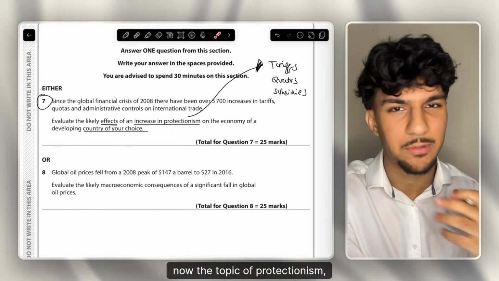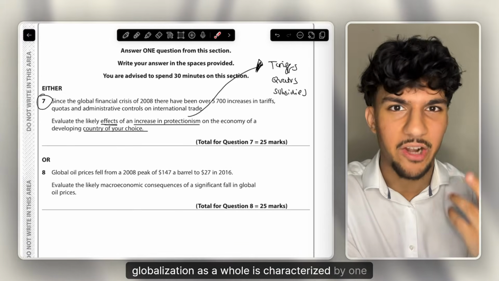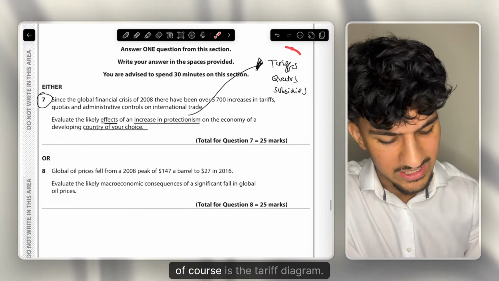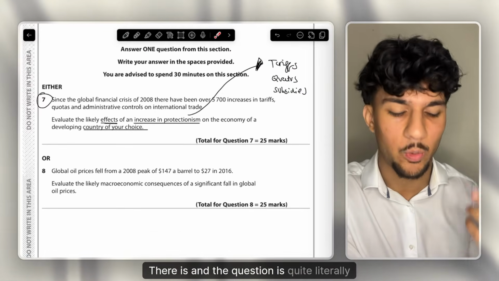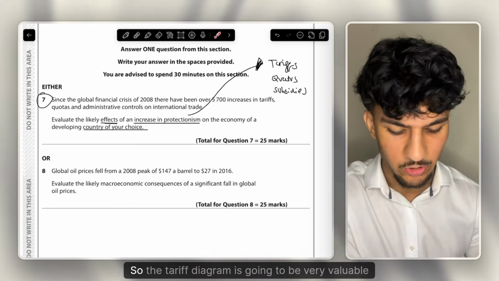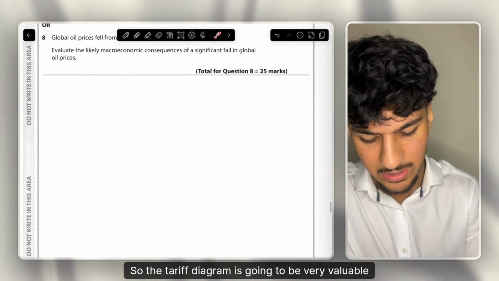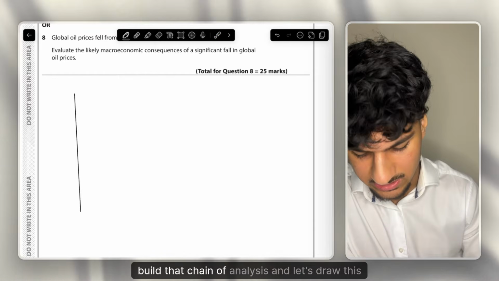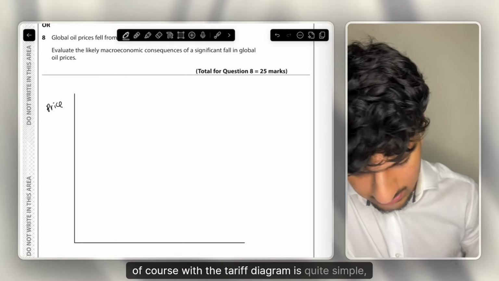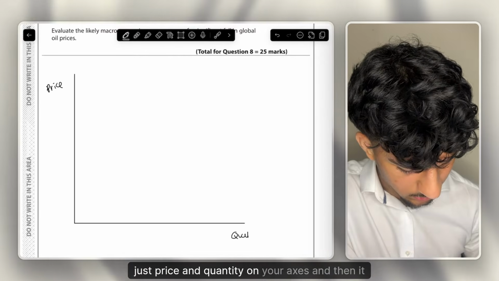Now, the topic of protectionism, globalization as a whole, is characterized by one diagram. There is one main diagram in this entire topic, and of course it is a tariff diagram. And the question is quite literally asking you the effects of an increase in protectionism. So the tariff diagram is going to be very valuable here to build that chain of analysis. Let's draw this out here, nice and big. The tariff diagram is quite simple, just price and quantity on your axes.